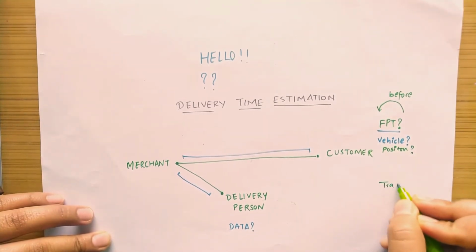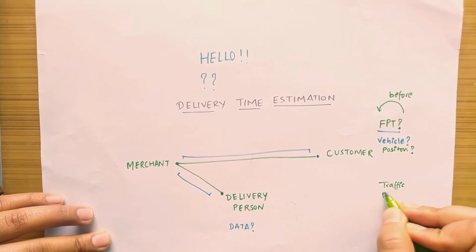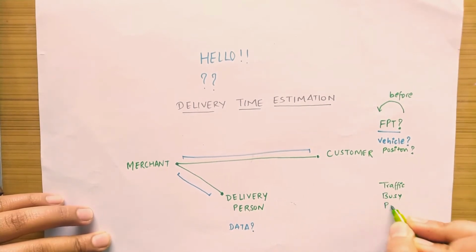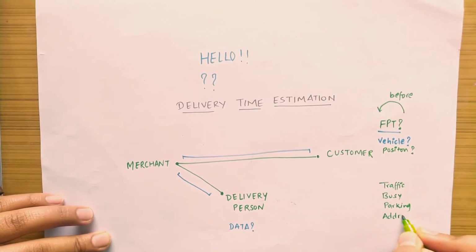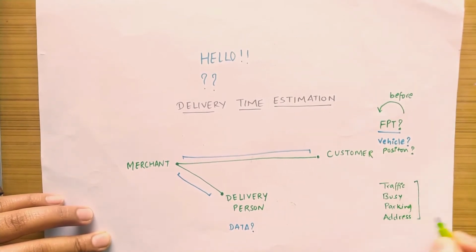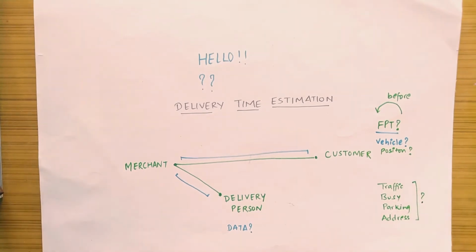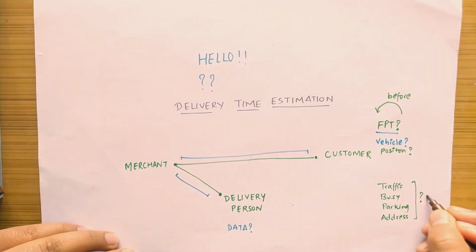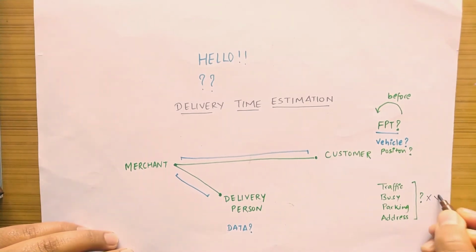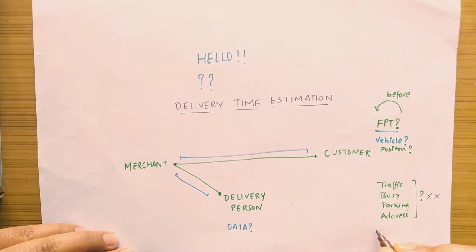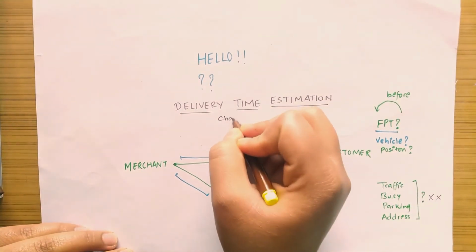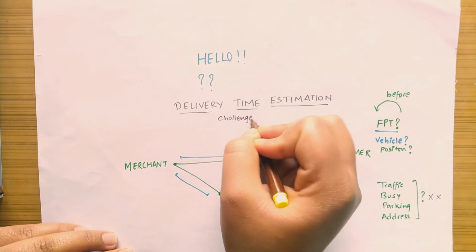Apart from this, complications like more traffic than normal, the merchant being busier than usual, difficulty for the delivery person to find parking, and difficulty in finding the customer's address may also occur. Basically, you never know what is going to happen, and complications like these are very common and bound to happen. So whatever model is prepared must be independent of these challenges, and this is itself a challenge for this problem.